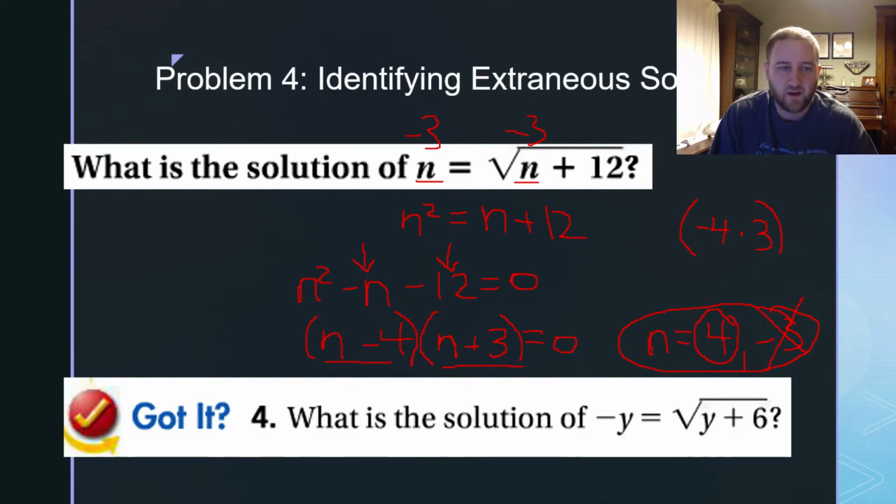All right, so what I want you to do is go ahead and do this one on your own. Again, remember, anytime one of your solutions doesn't work, that's considered an extraneous solution. So you want to make sure you plug them back into the original equation once you find the solutions. Go ahead and pause the video now and see if you can find them.